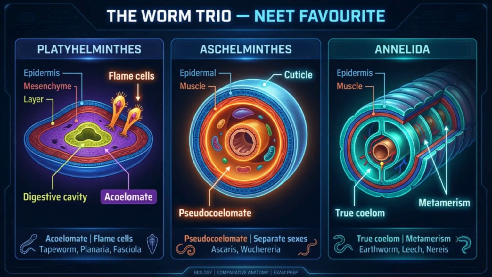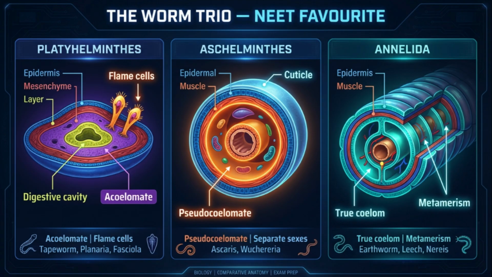Platyhelminthes, the flatworms. Acoelomate, no body cavity at all. Excretion by flame cells. Mostly parasitic, tapeworm and Fasciola, but Planaria is free-living and can regenerate. Aschelminthes, the roundworms. Pseudocoelomate, false coelom, not lined by mesoderm. Sexes are separate, dioecious. Ascaris lives in your intestine. Wuchereria causes elephantiasis. Now Annelida, truly exciting.